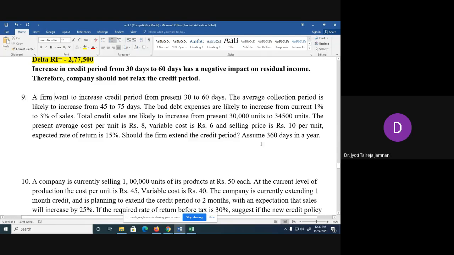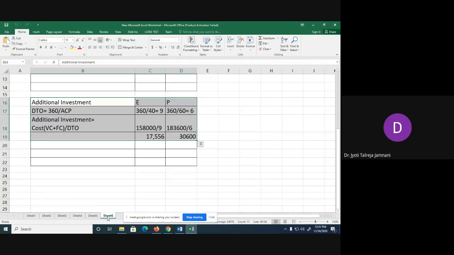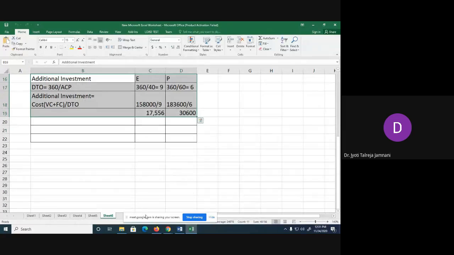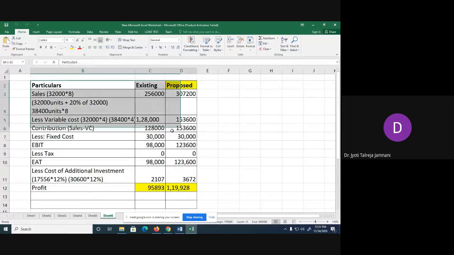So here the residual income part is not mentioned. We have to do it using the tabular way. I had explained to you in my previous class also, whenever we do it using the tabular way, we basically prepare an income statement kind of thing.